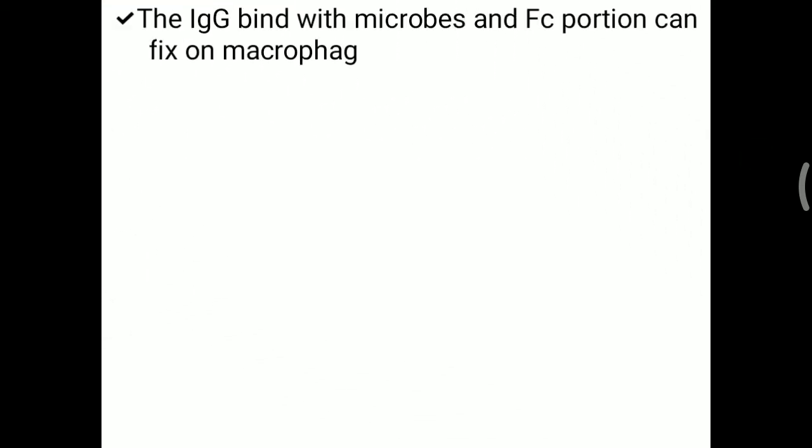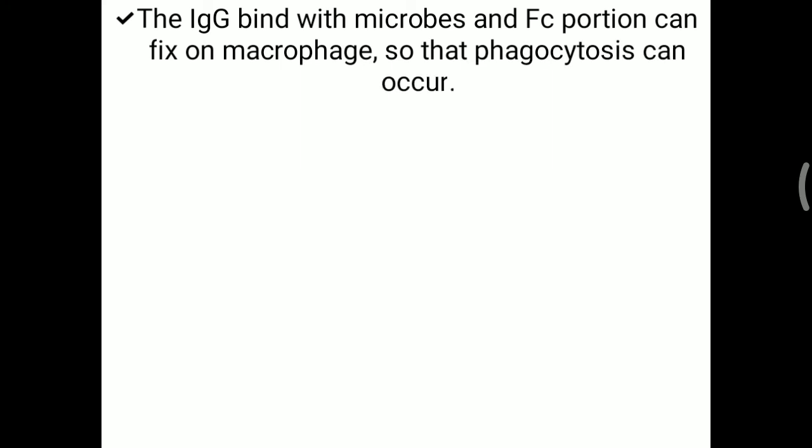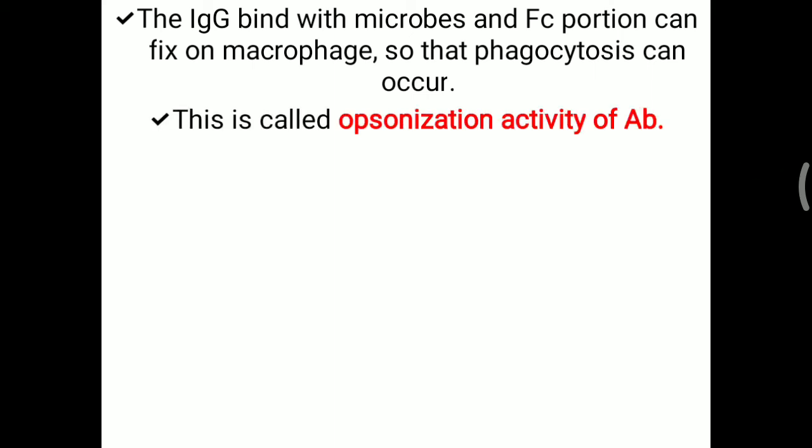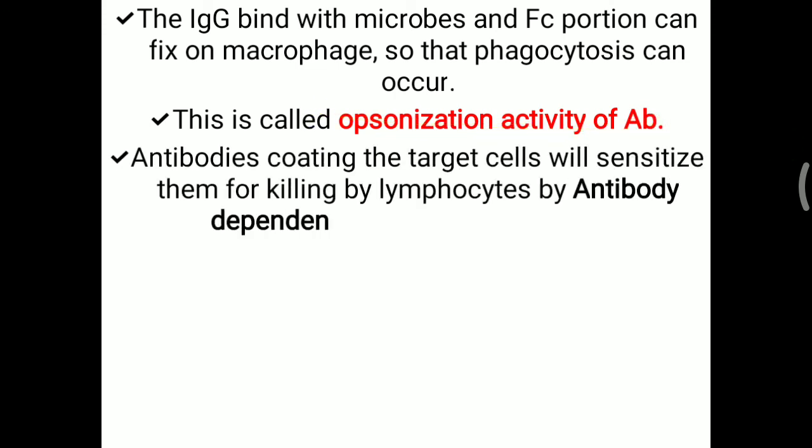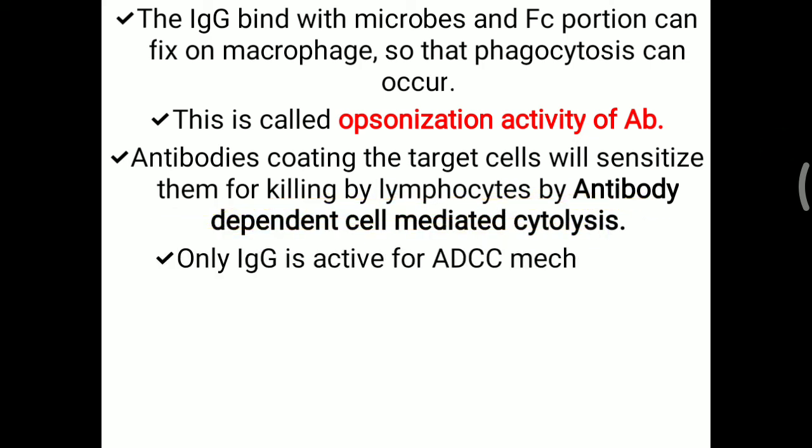The immunoglobulin binds with the microbes, and the Fc, that is the fragment crystallizable portion, can fix on the macrophage so that phagocytosis can occur. This is called opsonization activity by the antibody. Further, antibody coating the target cell will sensitize it for killing by lymphocytes. That is called antibody dependent cell mediated cytolysis, short form ADCC. And only IgG, immunoglobulin G, is active for this ADCC mechanism.